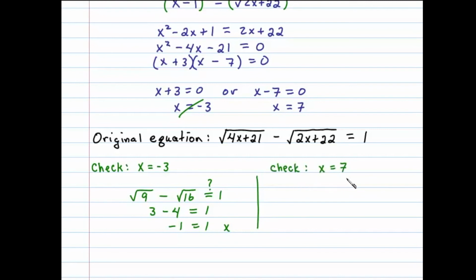Next, we'll check x equals 7. Substituting 7 into the original equation, we have 4 times 7, which is 28, plus 21 leaves us with the square root of 49, minus 2 times 7 is 14, plus 22 is 36. So we have the square root of 36, and we need to see if that equals 1. And here we can see 7 minus 6 certainly does equal 1, and we get a true statement. So x equals 7 is our only solution to this equation.